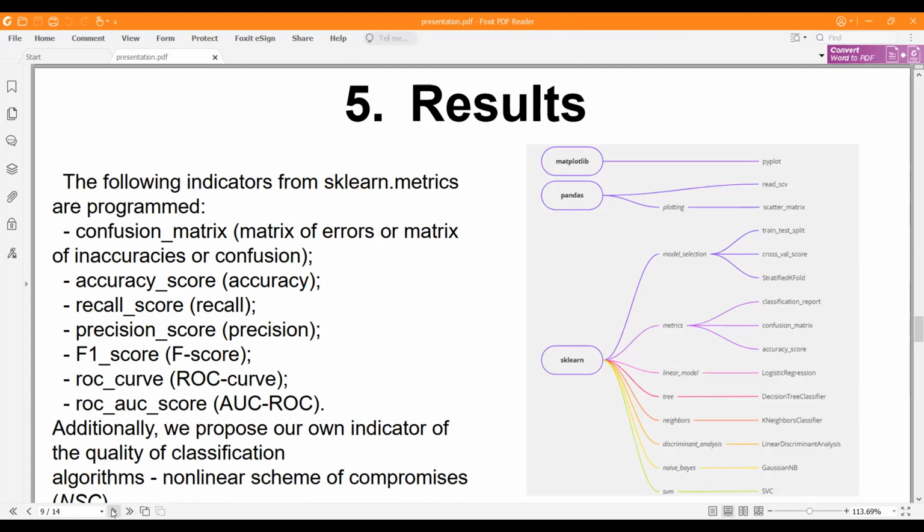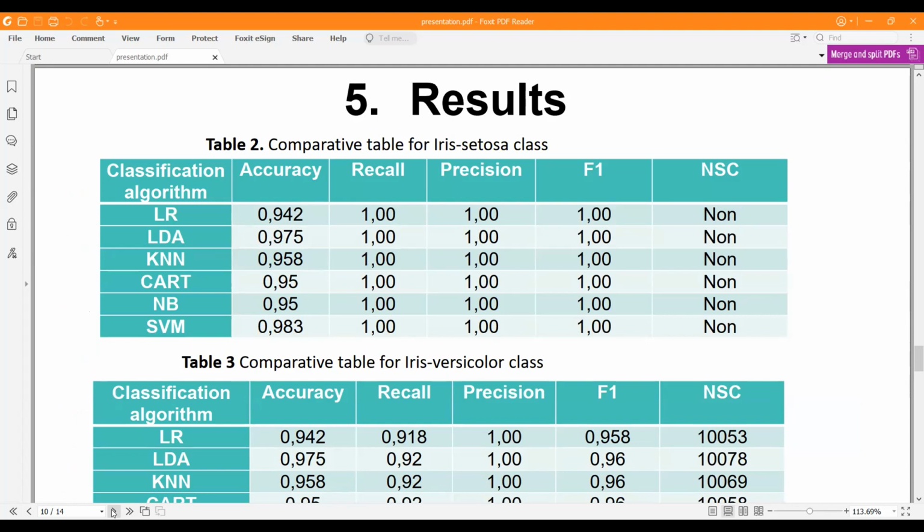slide. Scikit-learn in Python contains many built-in features for analyzing the performance of models. In this task, we use some of these metrics and have written our own quality assessment function from scratch to compare them with known ones. Additionally, we propose our own indicator for the quality of classification algorithms, the nonlinear scheme of compromise. The libraries presented in figure number 4 were used for software development. The obtained research results are presented in tables number 2, 3, and 4.